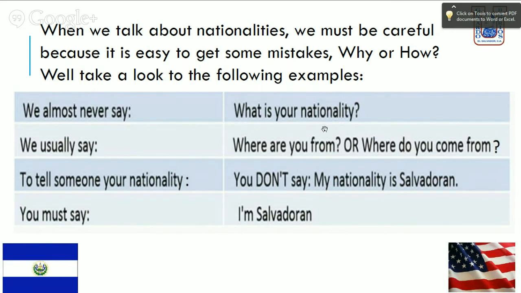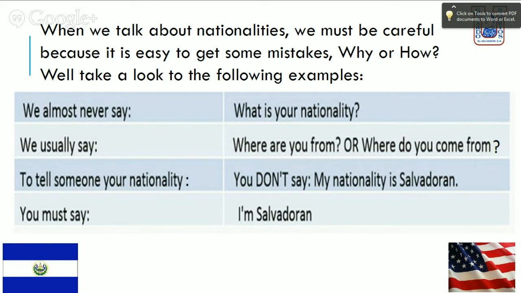Nunca casi se dice de esta forma. La forma correcta sería, "Where are you from?" o "Where do you come from?" Para decir la nacionalidad en sí es, "I'm Salvadorian." So you can say, "I'm Salvadorian," "She is Salvadorian," "I am American," "I am Mexican," "I am Chinese." Recuerden que es muy importante tomar esto en cuenta para poder expresar su nacionalidad en inglés.